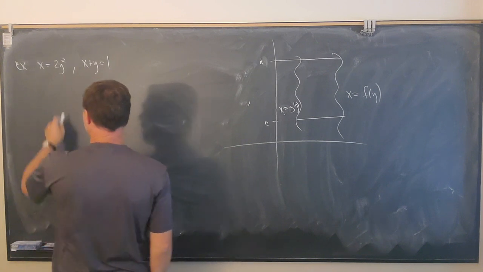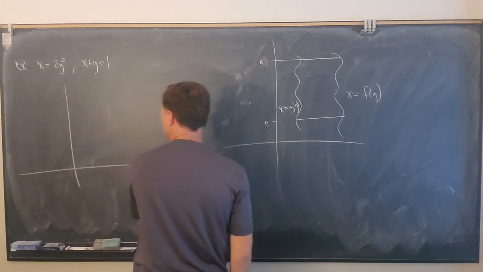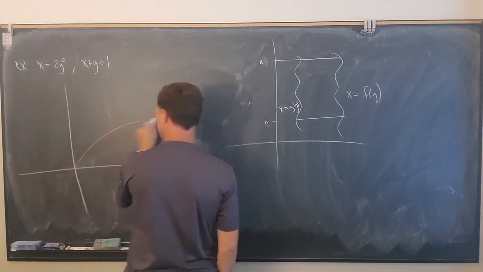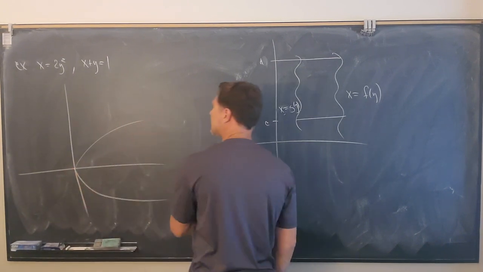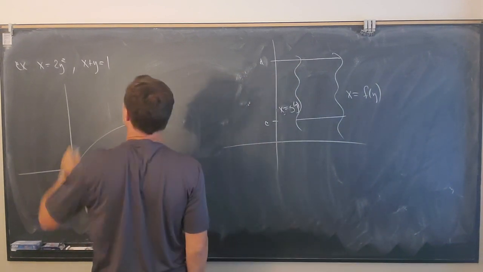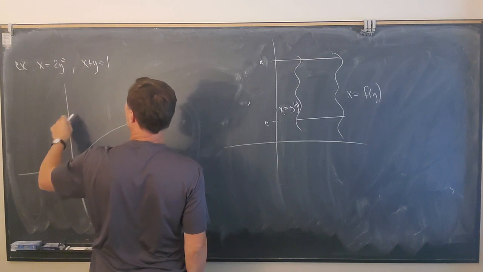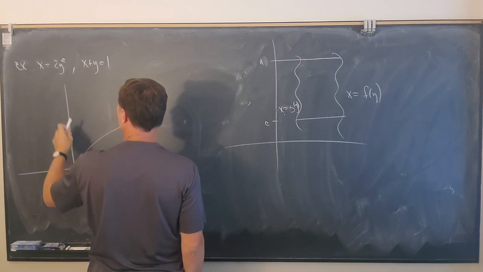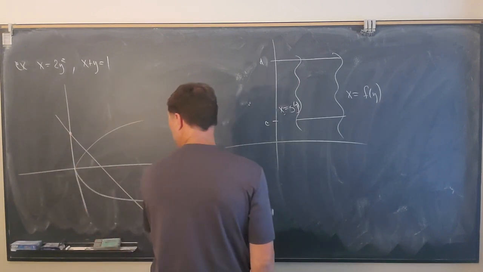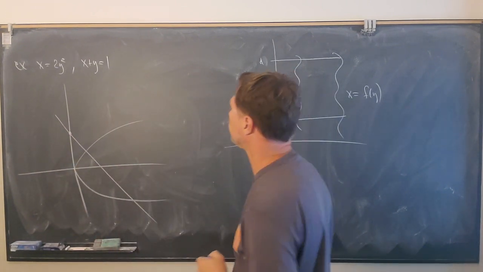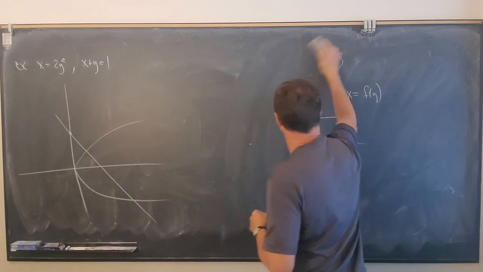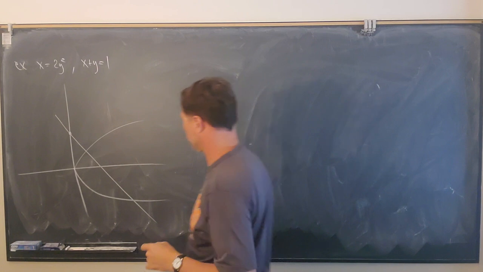All right, so what we have then: x equals 2y squared, that's a parabola on its side. And then x plus y equals 1, that is a line with slope -1, so it looks something like that. So we need to find the intersection.